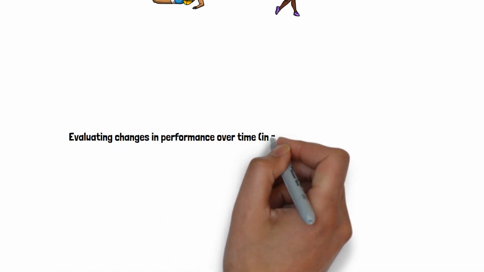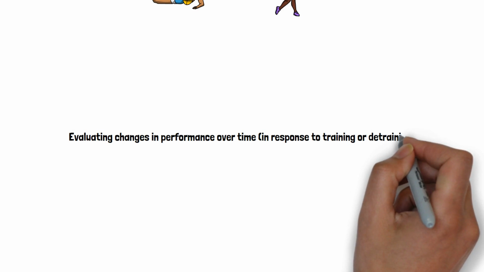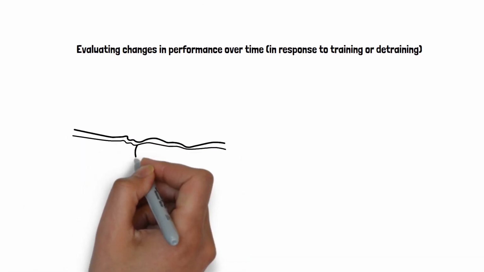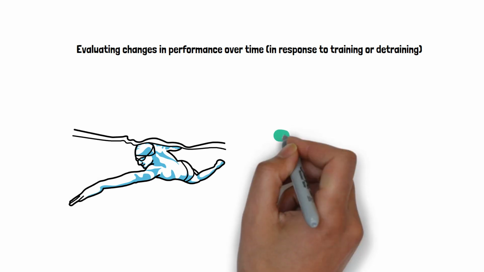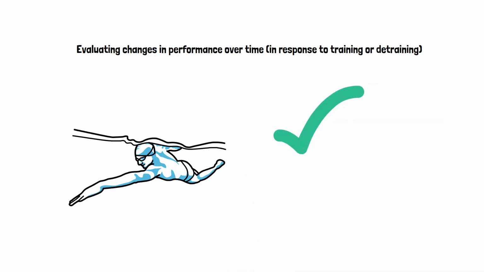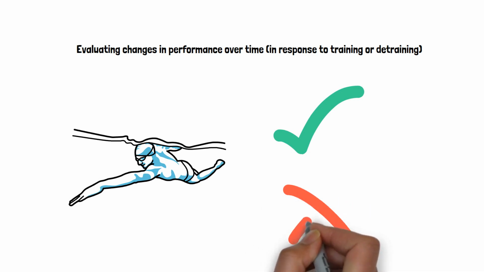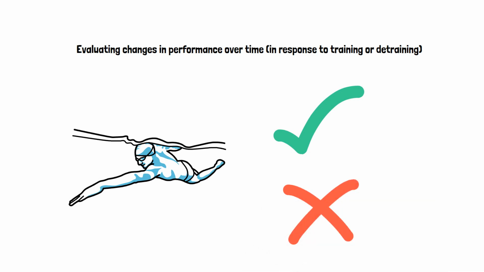Then we have evaluating changes in performance over time in response to training or detraining. We want to see if someone's getting fitter and responding in the way we want them to as a result of our program. The right force assessments, tracked over time, can help us evaluate the success or failure of a program so that we can maximize its future impact. It will also help us evaluate someone's engagement with that program, because if they don't do it, they won't improve. Or help us understand levels of detraining if that individual has had some time out.